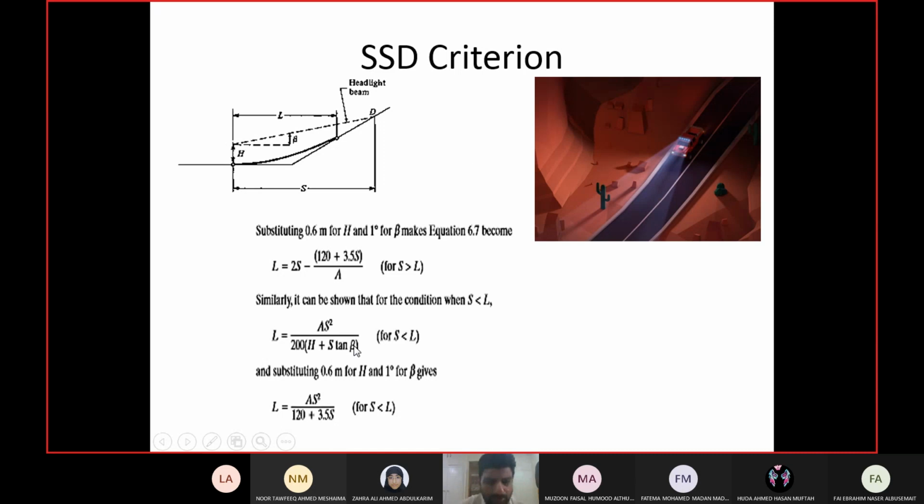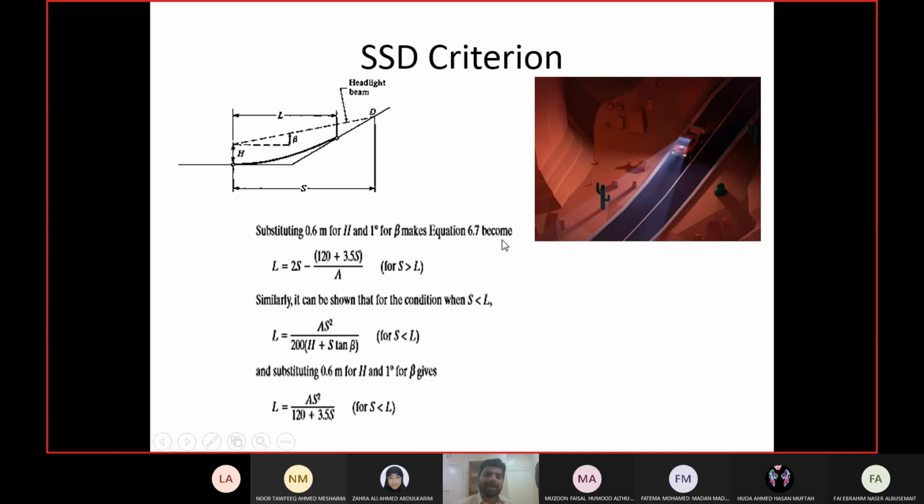For crest curve we had H1 and H2. For sag curve we have H and beta as the constants. What is H? H is the height of the headlight of the car above the road level. So this is H, the height of the headlight of the car, and we will take it as 0.6 meters. If you remember, we took it as H2 for crest curve because that was the height of the tail light of the car. So headlight and tail light are almost at the same level for a car. So H will be 0.6 meters.